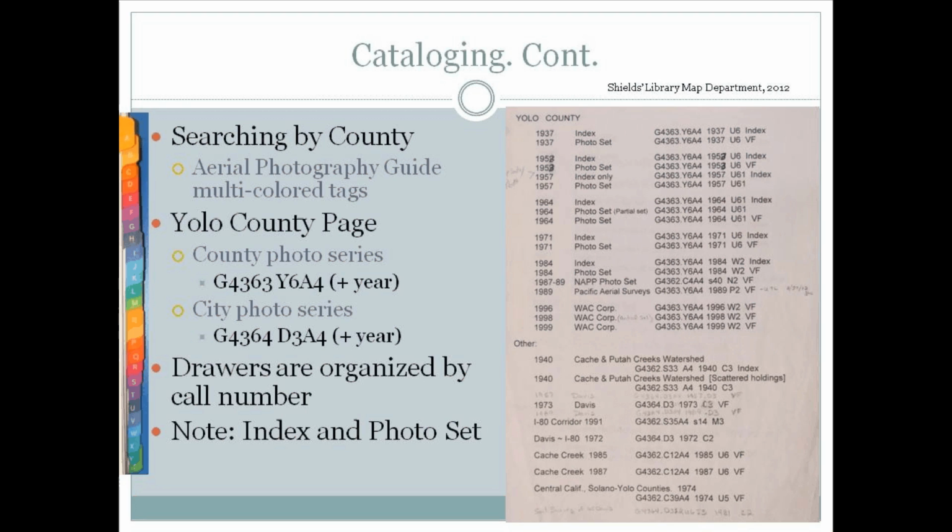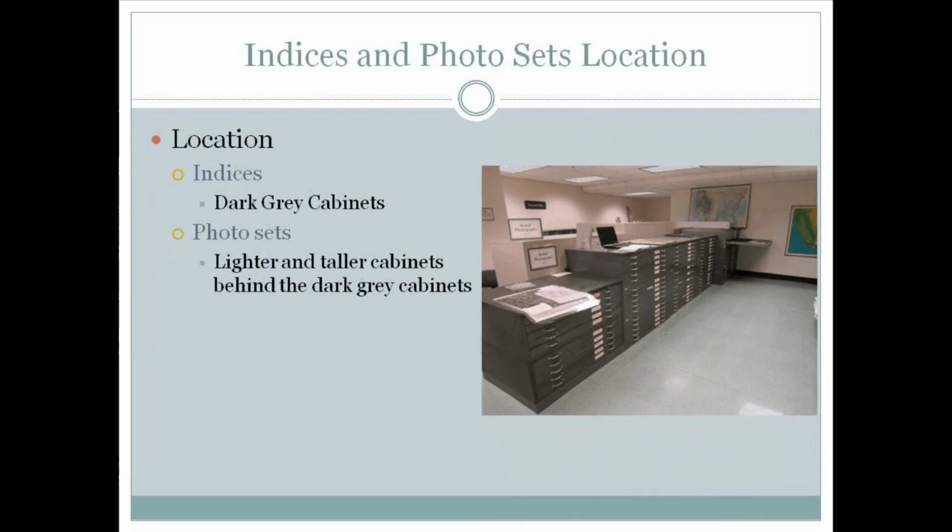Note in the picture to the right that there are indices and photo sets. The collection is arranged by indices and then by photo sets. Indices are located in the dark gray flat map cabinets. Behind the flat map cabinets are lighter filing cabinets that hold the photograph sets. It is in the photo set cabinets that you will find individual photographs.